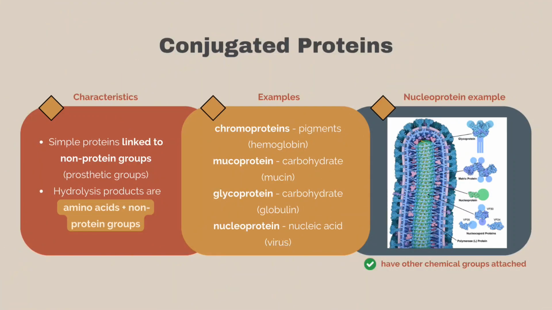The second classification of proteins based on chemical differences, we have here conjugated proteins. So under this are simple proteins that are linked to non-protein groups, also known as prosthetic groups. Hence, when hydrolyzed, these produce amino acids plus a non-protein group. So here we have examples. First, we have chromoproteins, which are pigments, mucoprotein, which is a carbohydrate, a glycoprotein, which is also a carbohydrate, and nucleoprotein, which is conjugated nucleic acid.